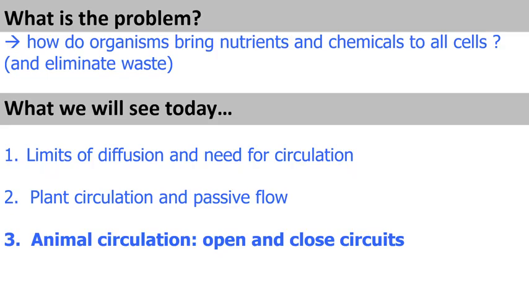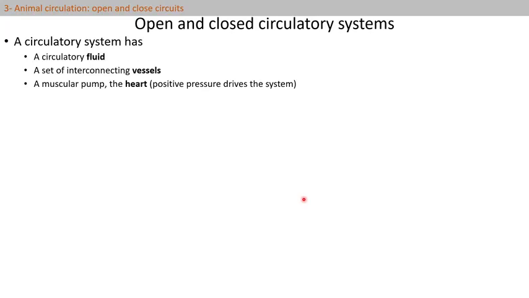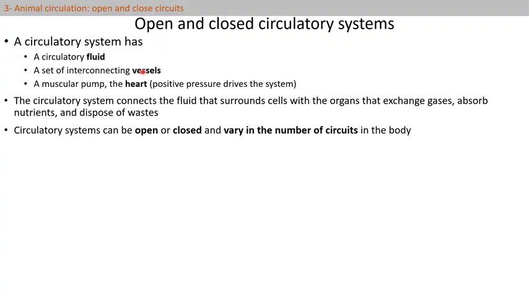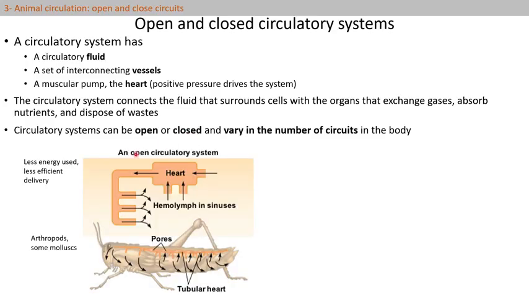So let's now move to animal circulation. Animal circulation will have only positive pressure, but we will find some open and closed circuits, and so I want to discuss that. So any circuit will have a circulatory fluid, all right, a set of vessels, and a pump. And the pump is the heart. That's what drives pressure through the system. We will have open and closed circuits, and we will have variations around the theme of a closed circuit, as we'll see today. So what is an open circuit?